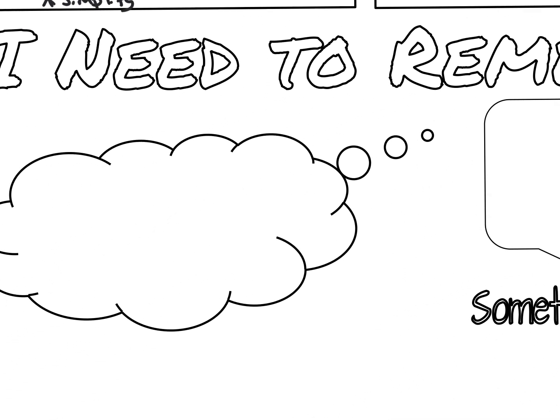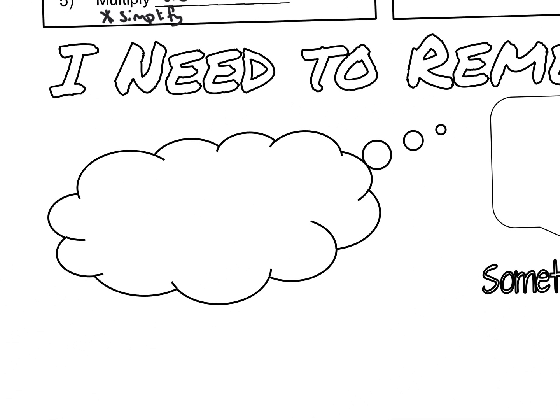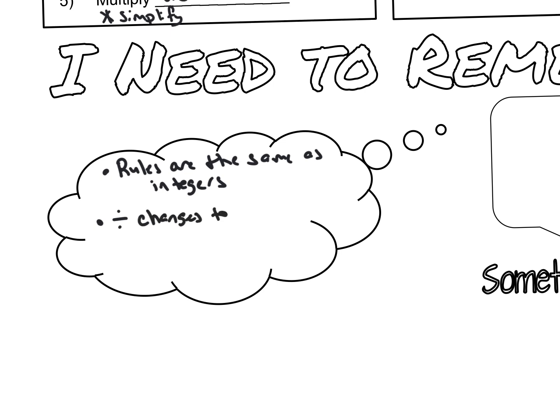So things to remember, right? I would say that the rules are the same as integers, and that with division, right, it's equivalent to multiplying by the reciprocal.